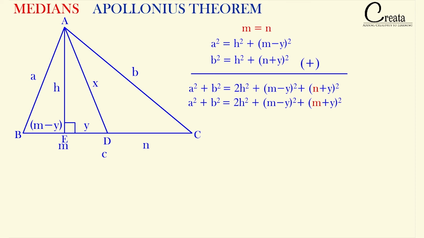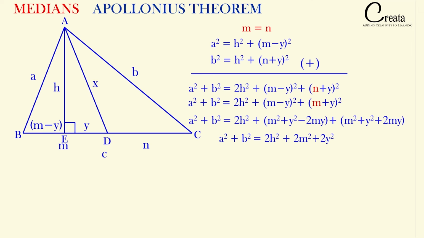Further, let's expand this (M minus Y) whole square and (M plus Y) whole square. On solving, we got 2H square plus 2M square plus 2Y square. Let's take 2 common from Y square and H square. Are you able to observe Y square plus H square will be equal to X square?